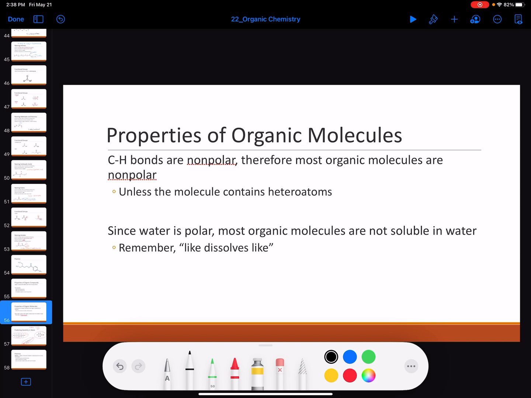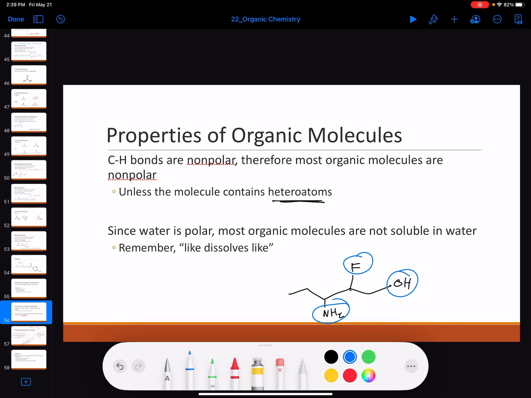Now the other thing is that remember that because we have just a whole bunch of carbons and hydrogens in our molecule, carbon and hydrogen are completely nonpolar, right? They have very similar electronegativity, so therefore most organic molecules are nonpolar. The only exception is if they have heteroatoms. If I suddenly had a bunch of nitrogens or oxygens in there, or fluorines in there, those things would make them more polar, right? Because now you've got heteroatoms. But if it's just carbons and hydrogens, nonpolar.